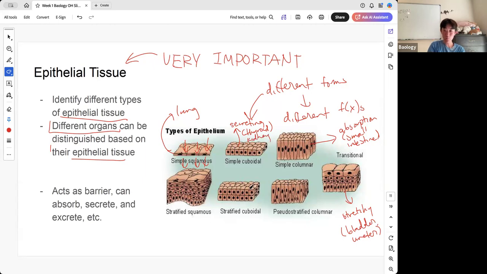I don't really know where you find stratified cuboidal. Is this notable? Does anyone know where stratified cuboidal is?